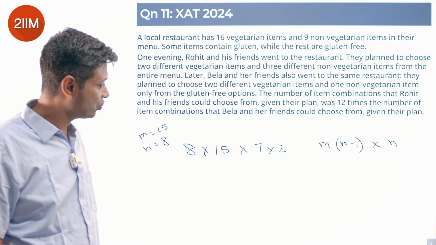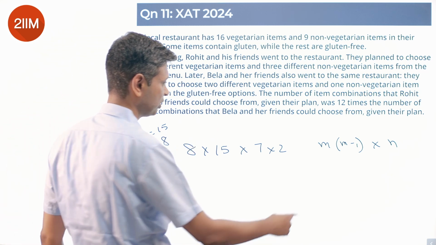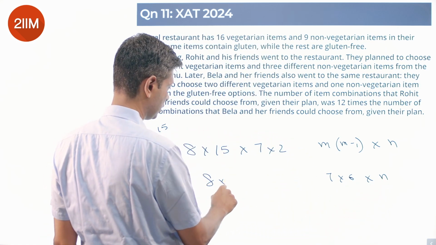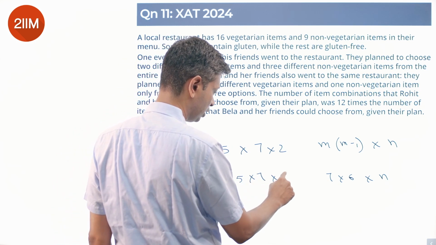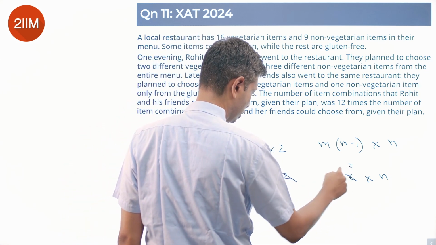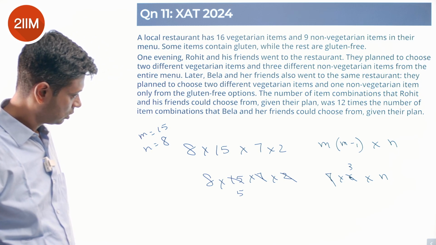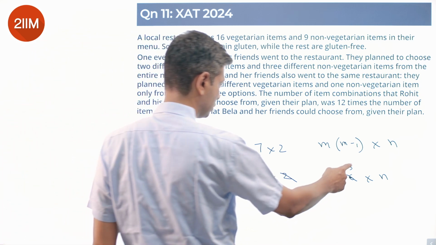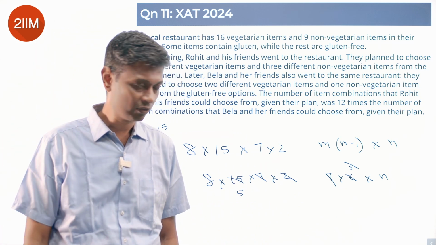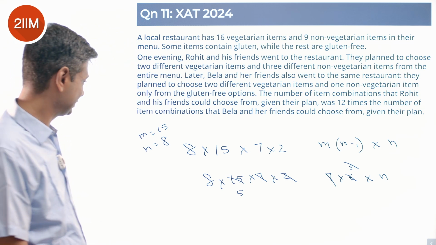Could M be 7? 7 into 6 and N the remaining. Let's think about this. 7 into 6 into N is 8 into 15 into 7 into 2. 7 gets knocked off, 2 gets knocked off, 3, 5, 3 gets knocked off. N has to be 8 into 5, 40. That's not possible. That many are not available. So that's ruled out. Could M be 8?